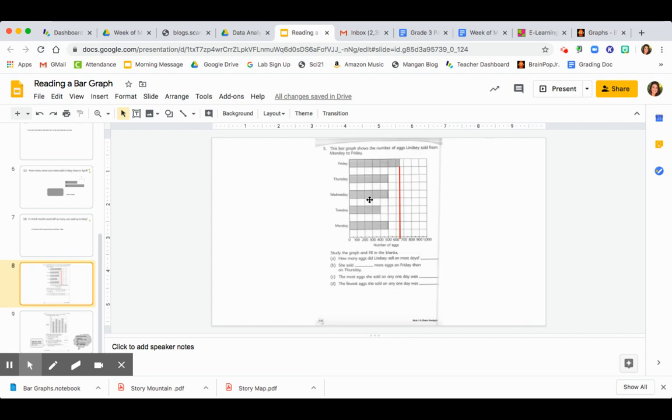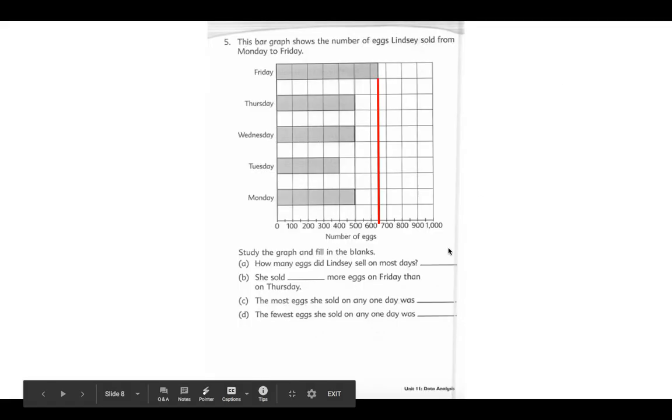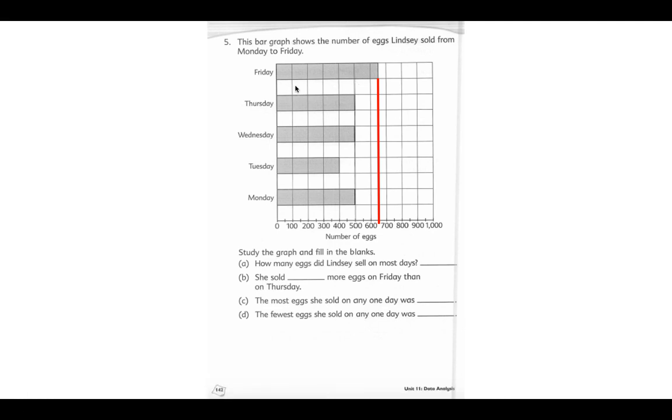Tonight, for your work, we are going to be looking at 2 workbook pages. The first workbook page, you'll notice that the bars are going horizontally, which looks a little different than what we were doing before. The first thing I want you to look at when you're reading a bar graph is the directions. This puts a context to it. We know what the data is about. So this bar graph shows the number of eggs Lindsay sold from Monday to Friday.